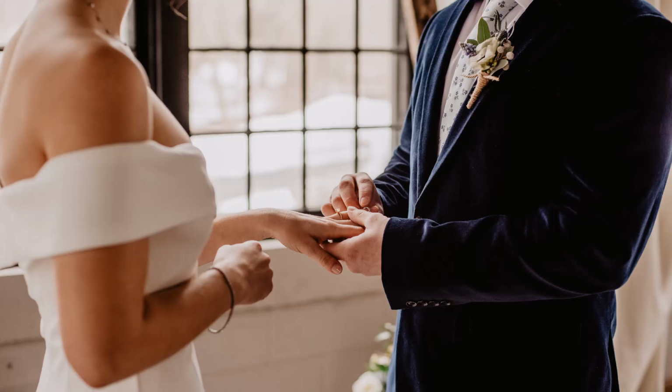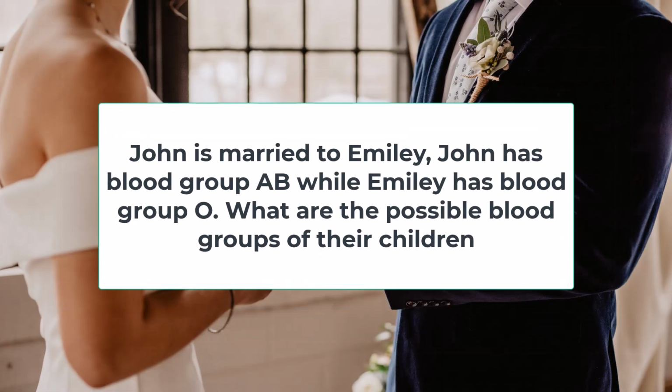You see, we have John who is married to Emily. John is blood group AB whilst Emily is blood group O. After giving birth, what are the possible genotype or possible blood group of their children? So we have John. So for the parental phenotype, John is blood group AB, whilst Emily is blood group O.